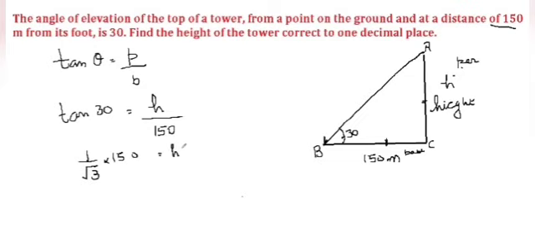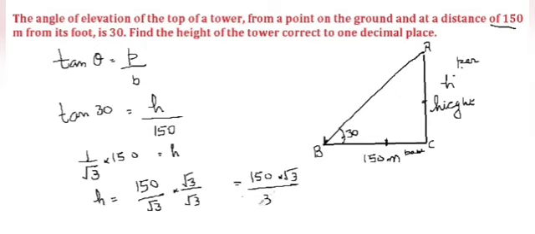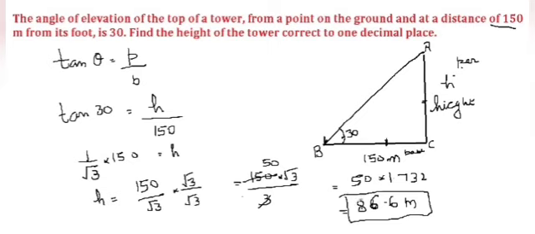Now we can rationalize it. To rationalize it, I am multiplying root 3 in numerator and denominator. So here multiplying root 3 in numerator and denominator, I will get 150 into root 3 over 3. Now this cancels out. I will get 50 here. 50 times root 3 value is 1.732, which will give you 86.6 meters. So the height of the tower is 86.6 meters.